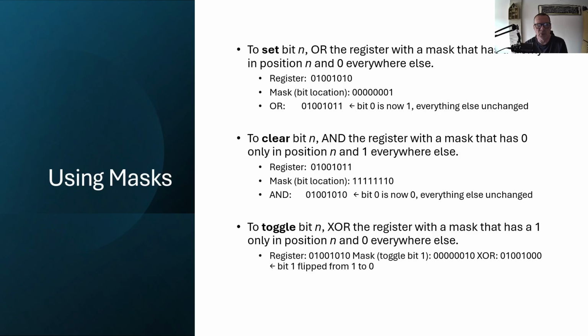We can also toggle a bit, so swap it from one state to the other. We can use XOR for that, and we put a 1 only in that position and 0 everywhere else.